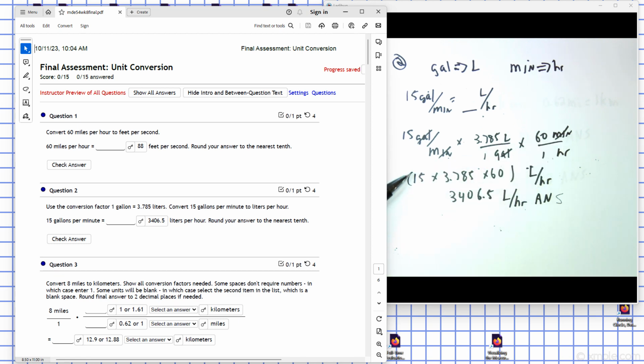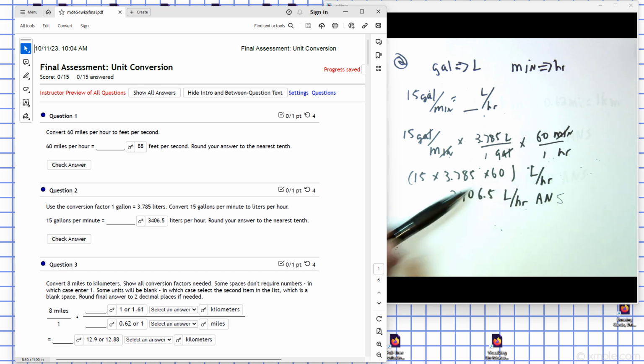So across the top, I have 15 times 3.785 times 60 liters per hour, which gives me 3,406.5 liters per hour. That's my answer there.